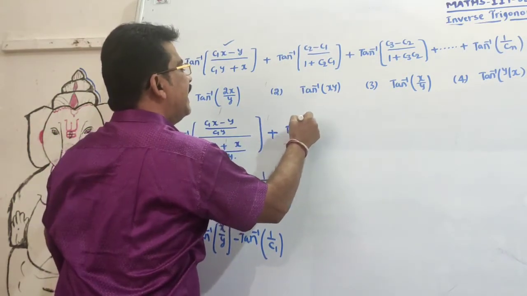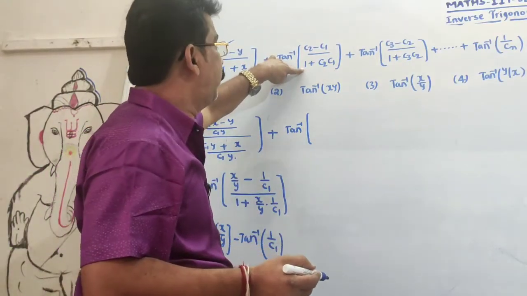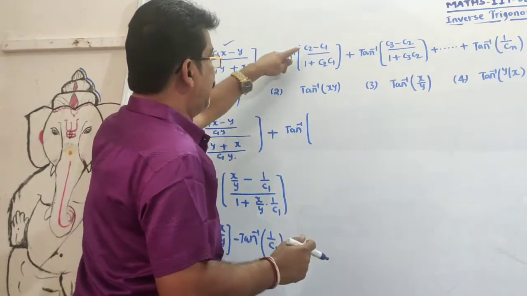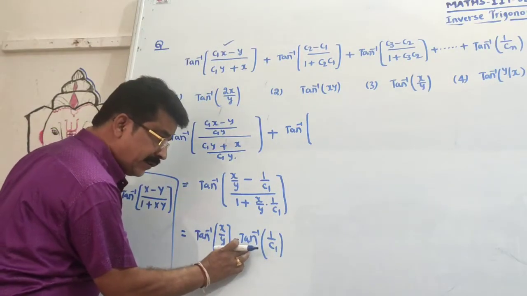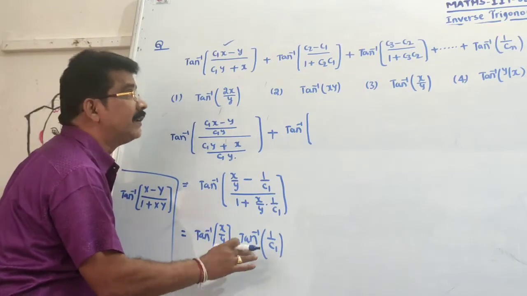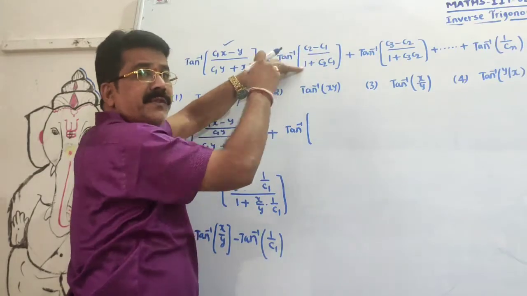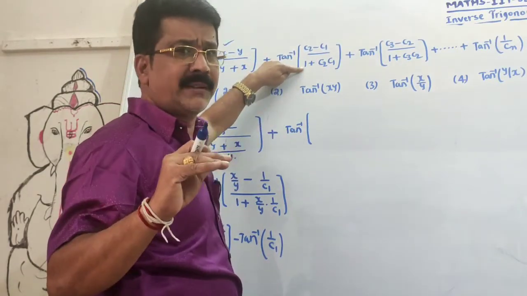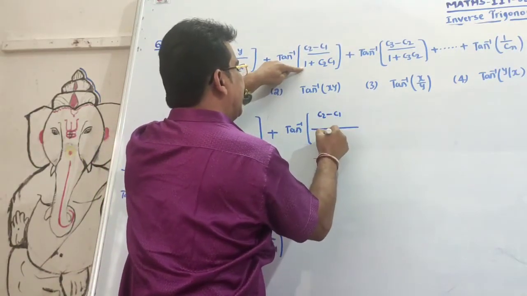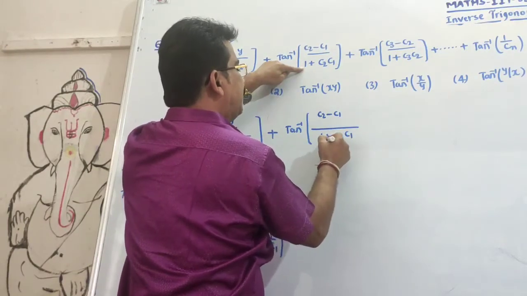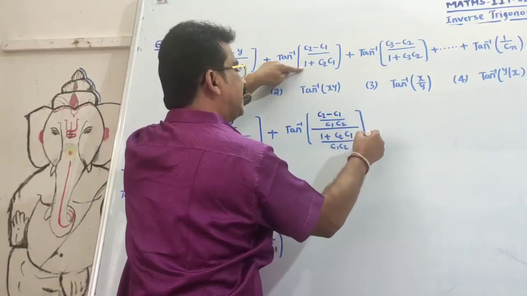Similarly, we must try to obtain 1 here. Already 1 is there. Therefore, directly we can write it as tan inverse of C2 minus tan inverse of C1. But here tan inverse of C1 is not there; 1 by C1 is there. Therefore, even though we are having 1 here, we are trying to express this value in terms of reciprocals, 1 by C1, 1 by C2, like that, for which we divide numerator and denominator by C1 C2.